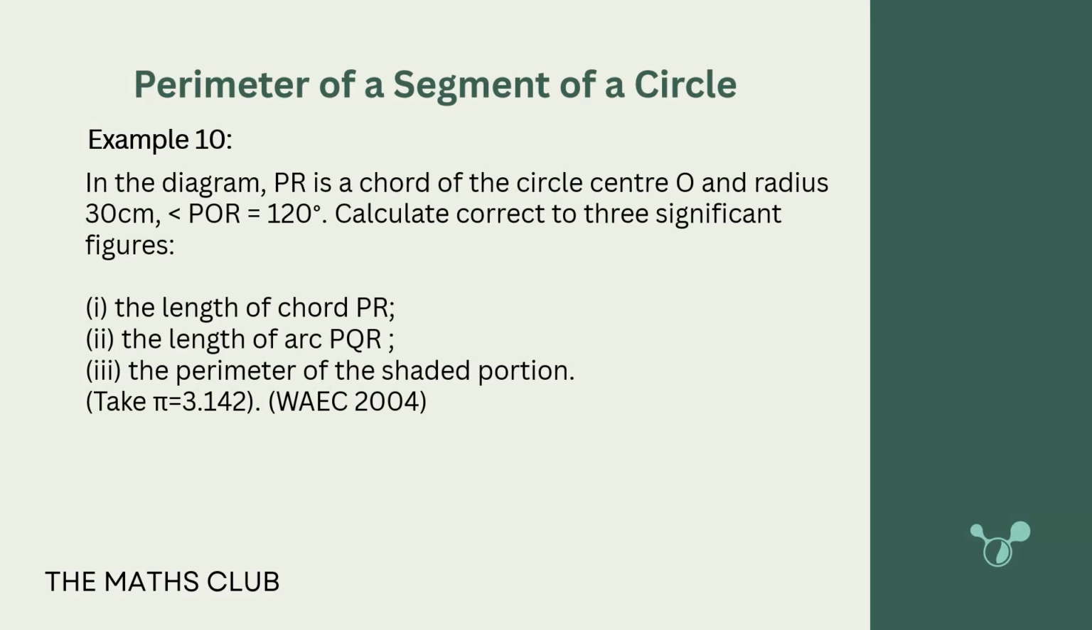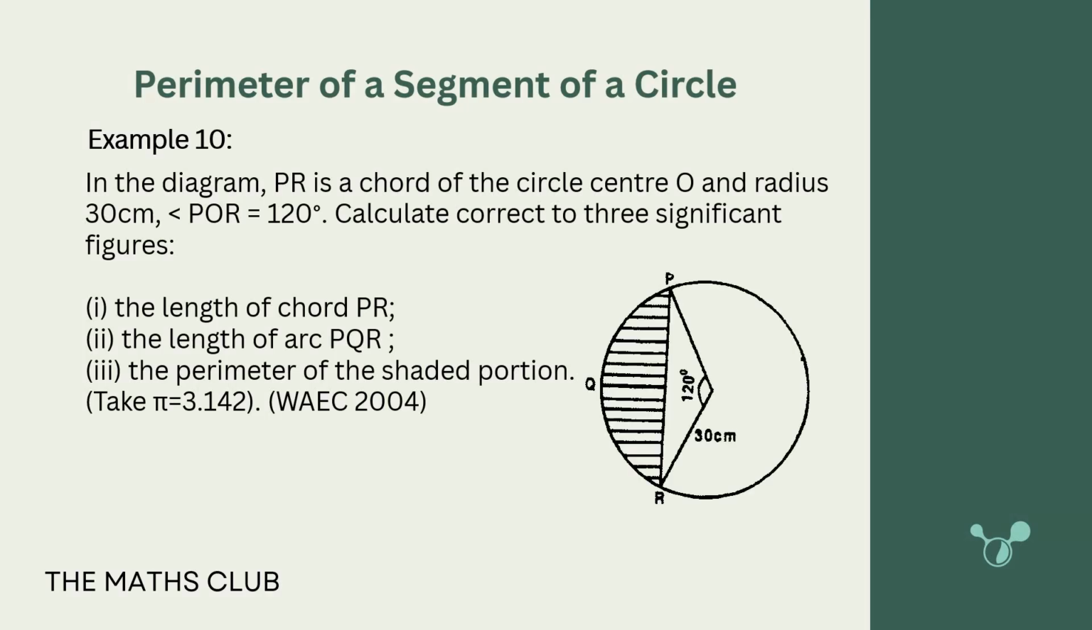Great. Example 10 now states that in the diagram, PR is the chord of the circle center O and radius 30 centimeter. We're told that angle POR is 120 degrees. I want you to calculate, correct to 3 significant figures: the length of chord PR, the length of arc PQR, and the perimeter of the shaded portion. I want you to take pi to be 3.14. So this is from WAEC 2004. I want you to pause the video and try it out yourself.